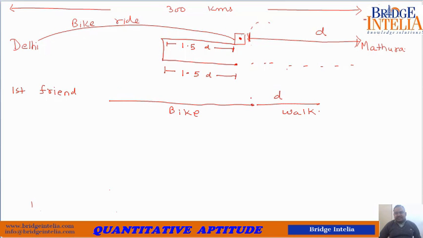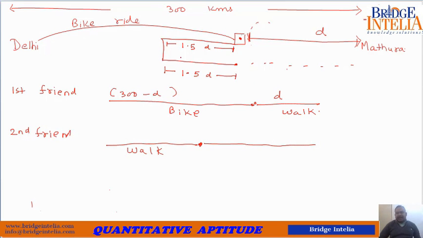So distance d by walking, so remaining 300 minus d on bike. This is what has happened with the first friend. What has happened with the second friend? The second friend has also walked some distance and then he got picked up on a bike and the remaining distance he has covered on bike. So how much distance has the second person covered on bike? 1.5d plus d. So the distance covered on bike by the second person is 2.5d.